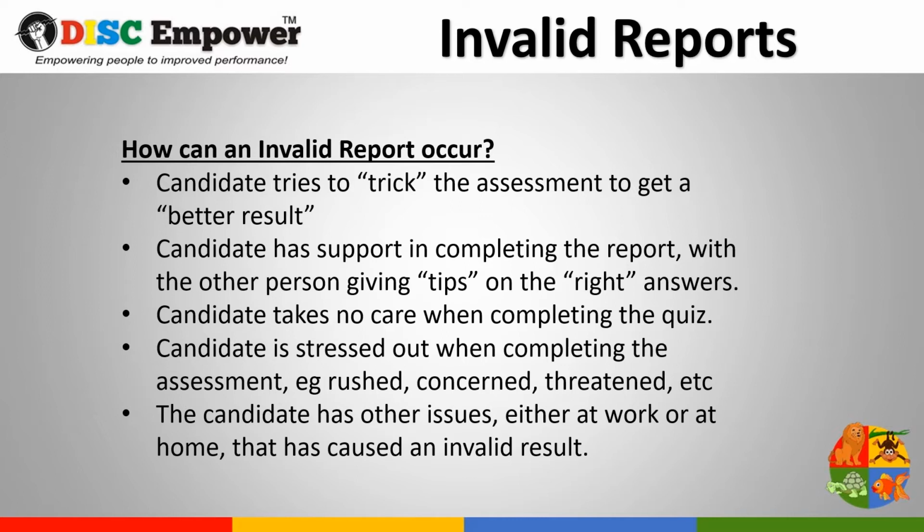The fourth area is where the candidate is stressed when they're completing the assessment. That is, they might be rushed for time, they might be concerned or threatened, or have some other concern in relation to completing the quiz. And the fifth area where we sometimes see invalid reports is where the candidate has other issues outside work or at home. This could be psychological or physical, and as a result of that pressure, it has caused an invalid result.